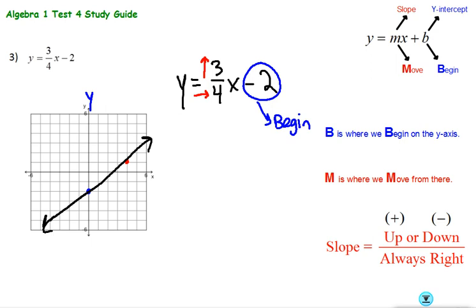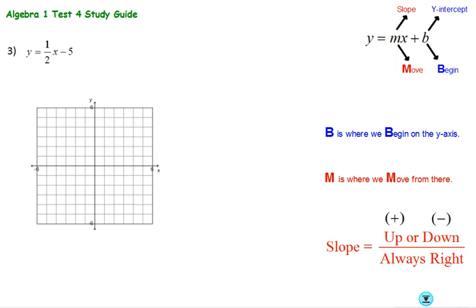Okay, so you should have number 3 on the right side. Let's check to see what you got on that one. This one is y equals 1/2 x minus 5. So you have a y-intercept of -5. Again, always, always starting on the y: 1, 2, 3, 4, 5, -5, right? Because that tells you where to begin.